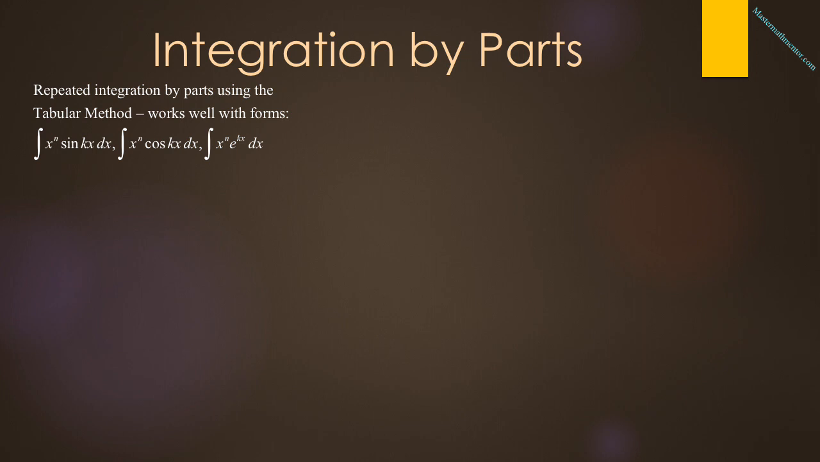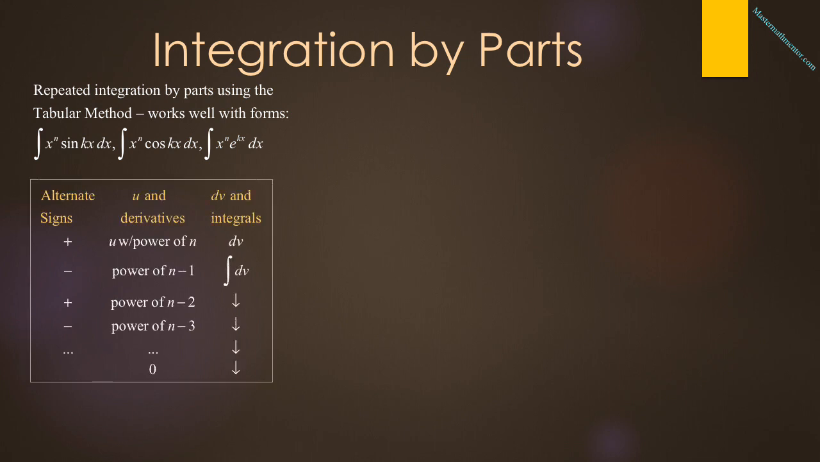Sometimes we have to do integration by parts more than twice. And rather than repeating the chart over and over again, there's another technique that we can use called the tabular method. This method works well with integrals in the form of x to the n sine of kx dx, or the integral of x to the n cosine of kx dx, or an integral of x to the n e to the kx dx.